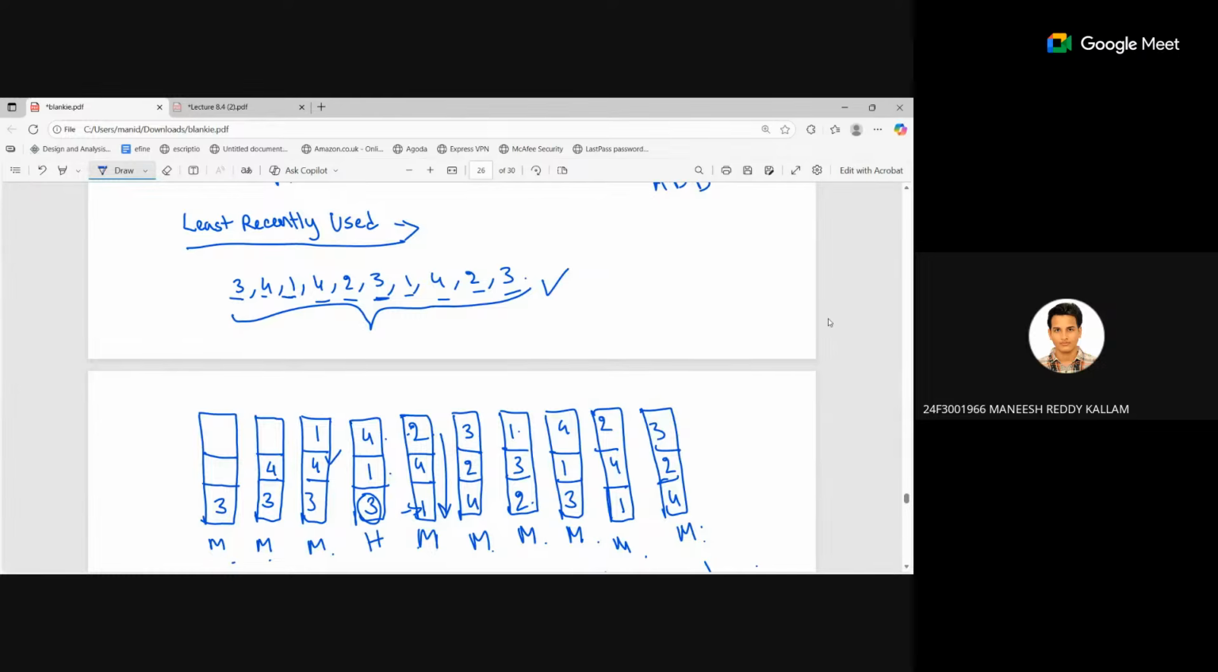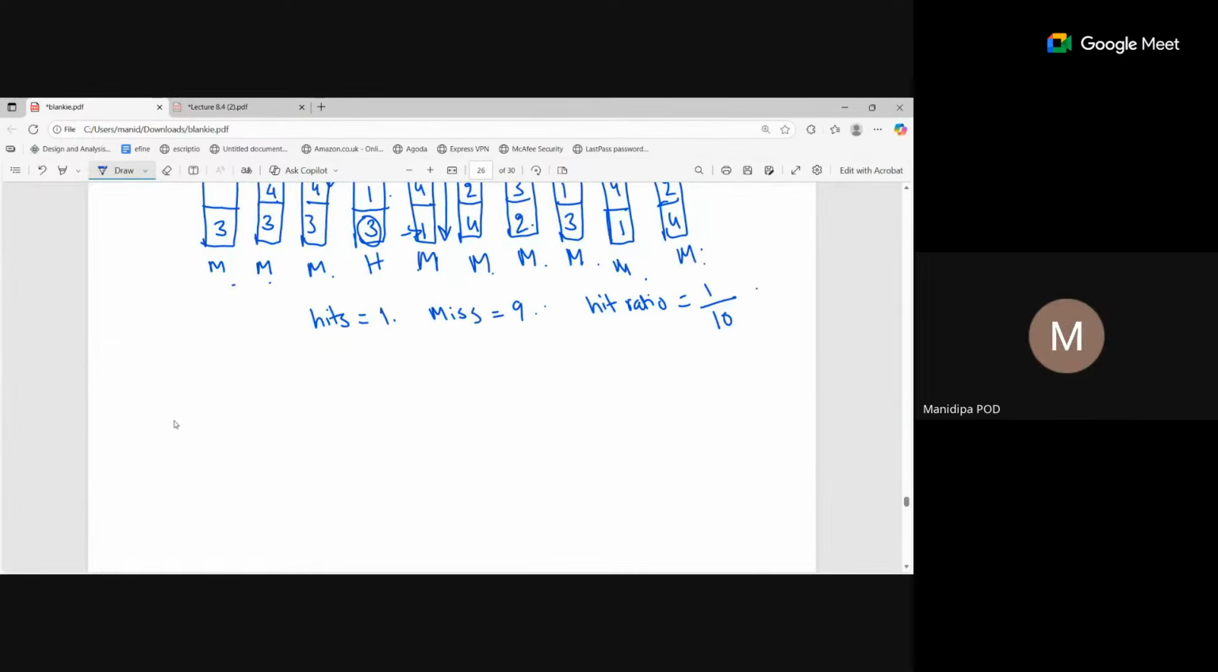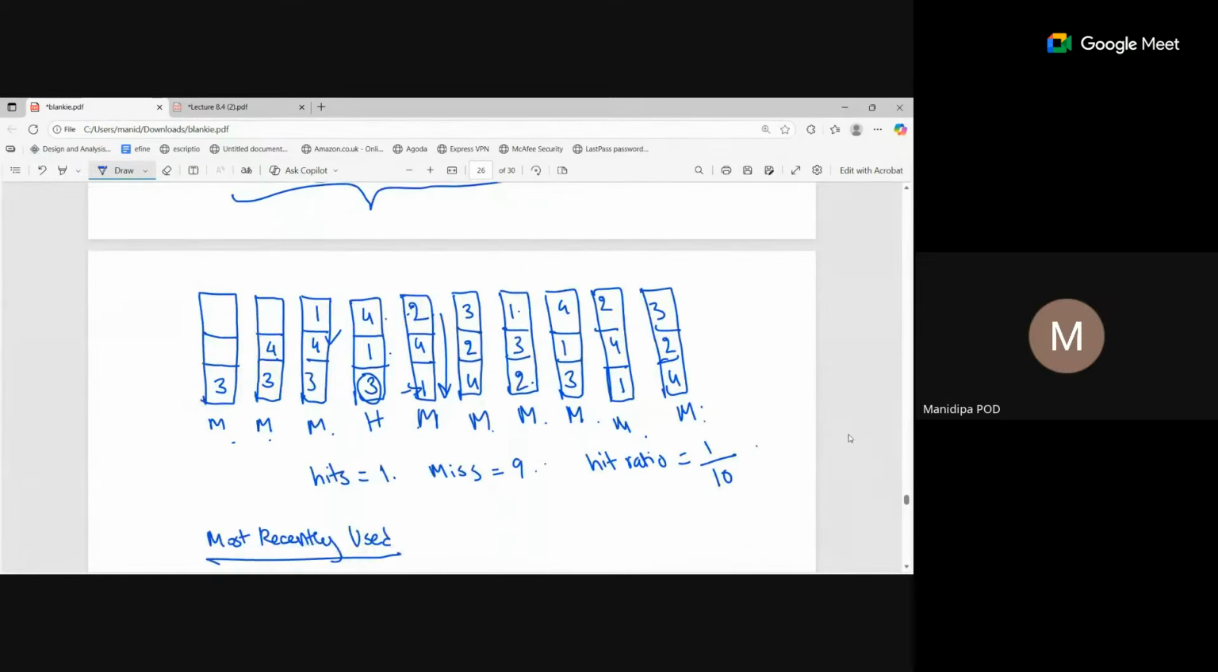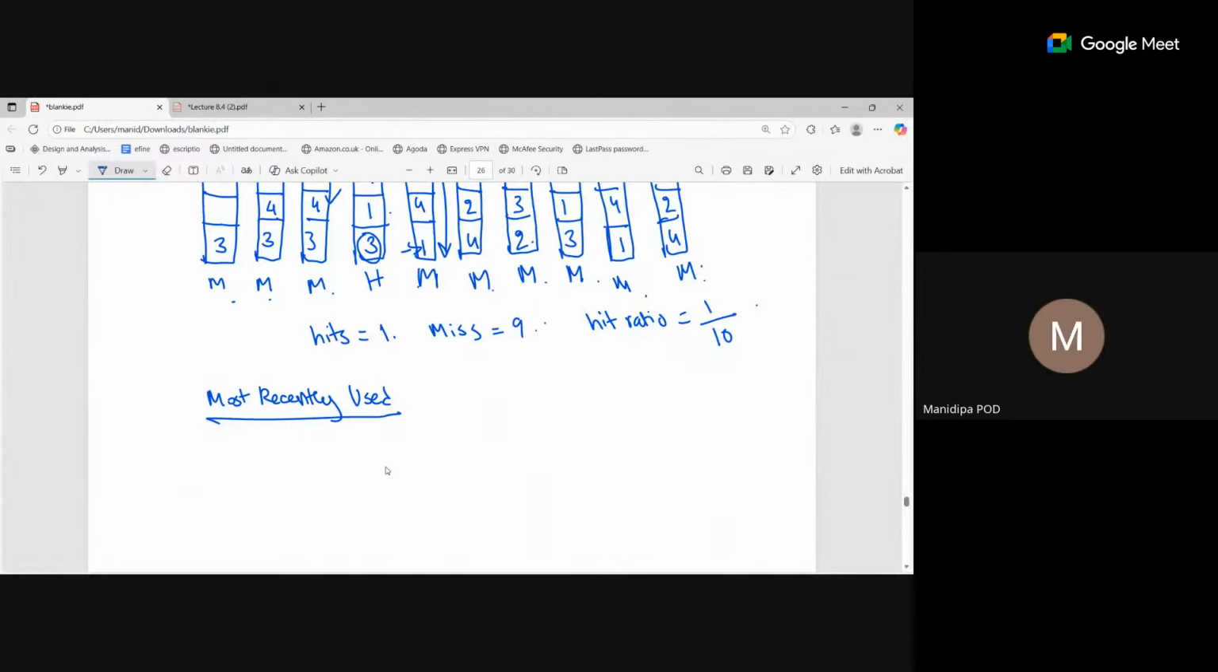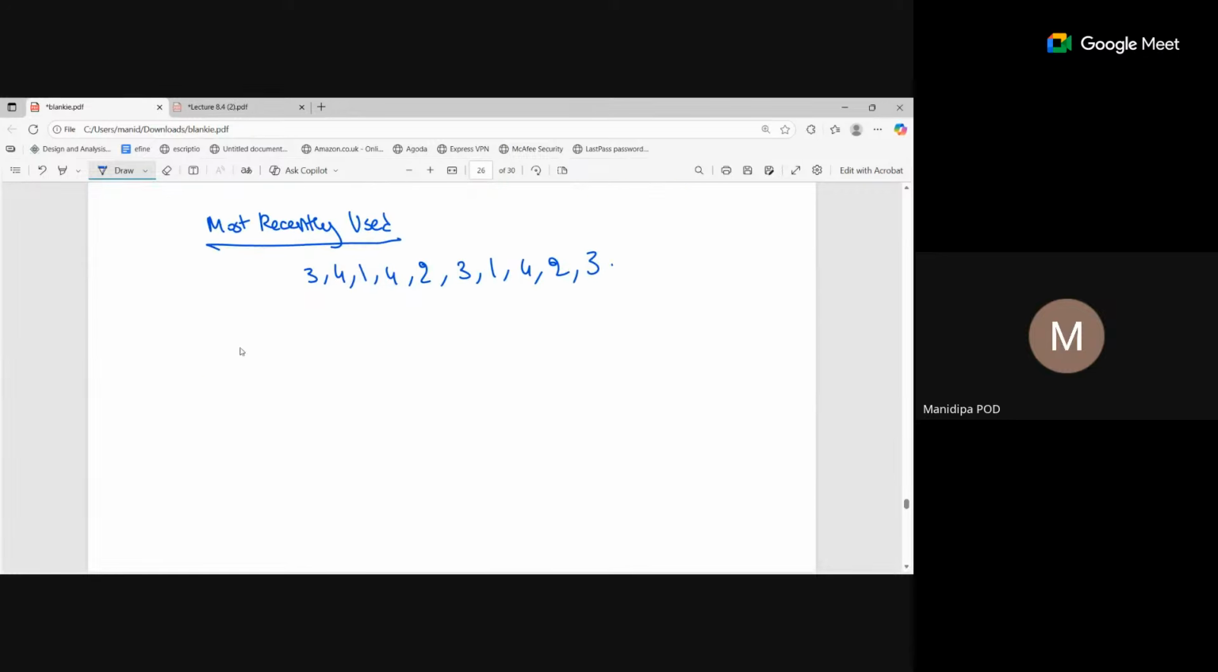Okay, now if you understand this, then MRU will become very easy. So most recently used. This is just the opposite. Working with the same series, let's note it down again. So it is 3 4 1 4 2 3 1 4 2 3. Okay, so you will tell me which one is hit, which is miss, and what should be the pattern.